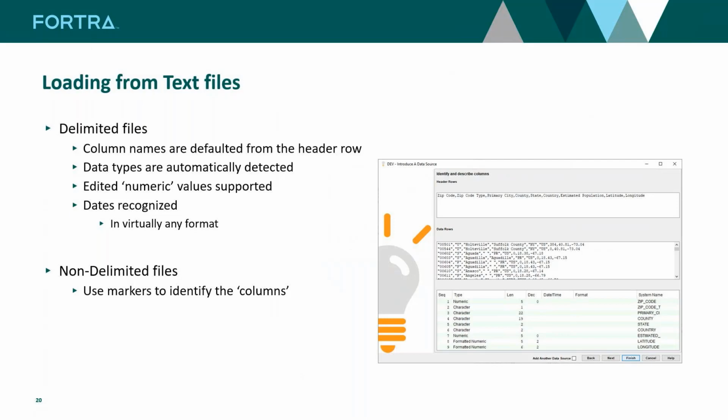For non-delimited files, it's a little bit more complex. You need to place markers to identify where one column finishes and the next one starts, but it's still quite a straightforward process, manually identifying the columns and again generating the metadata that describes the content of the file. At runtime, the metadata then drives accessing data from the text file. For all intents and purposes, the ETL process sees the text file as a database file.